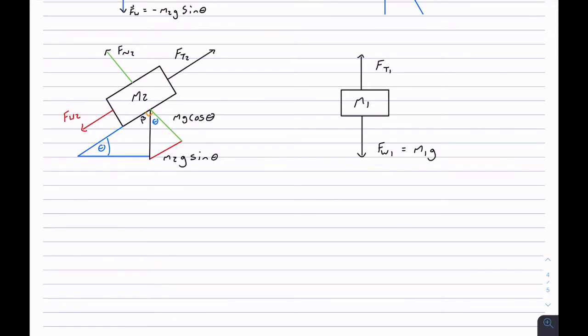All right, and then the next one again is just up, and we have a tension force up and a weight force down. Okay, I think that's probably good. So that's what you want your free body diagram to look like. We have three forces acting on the box on the ramp and two acting on the one hanging off the pulley.